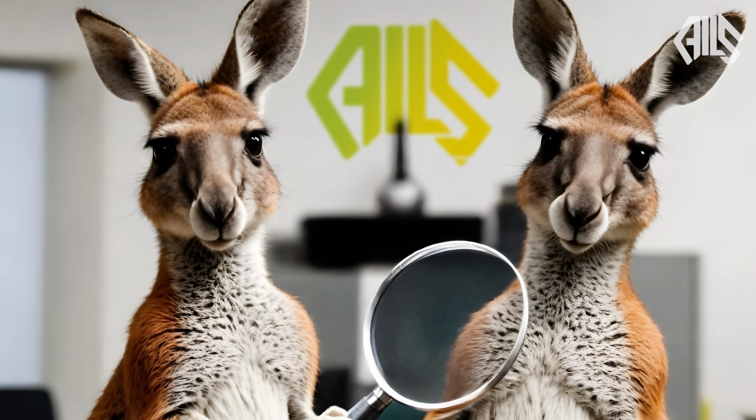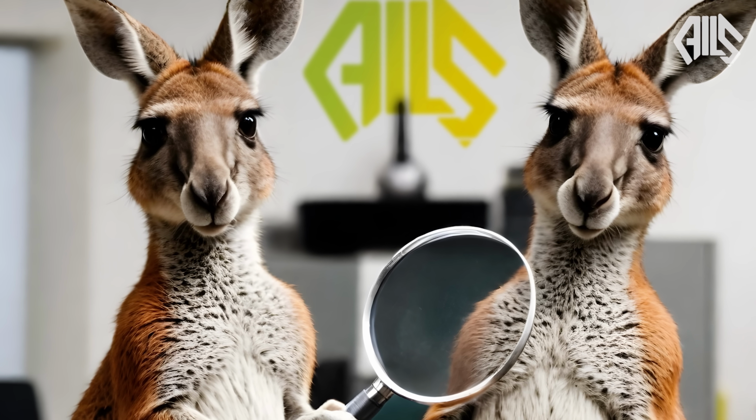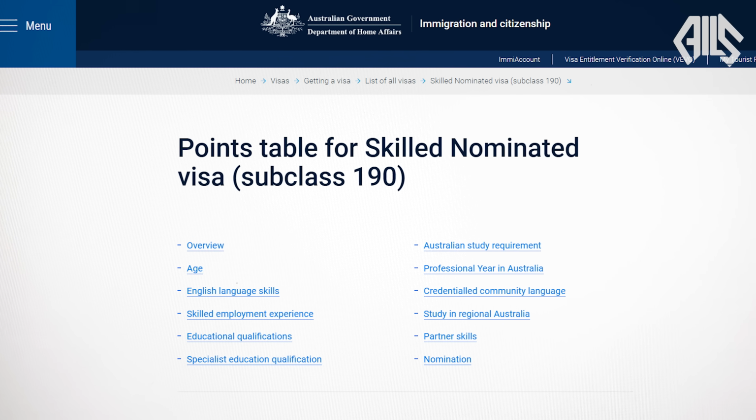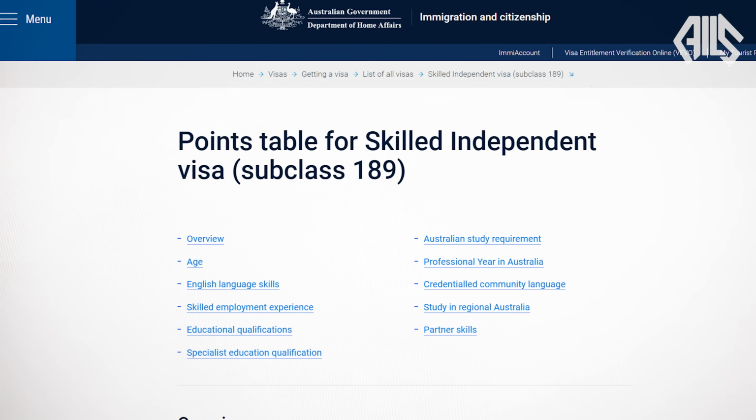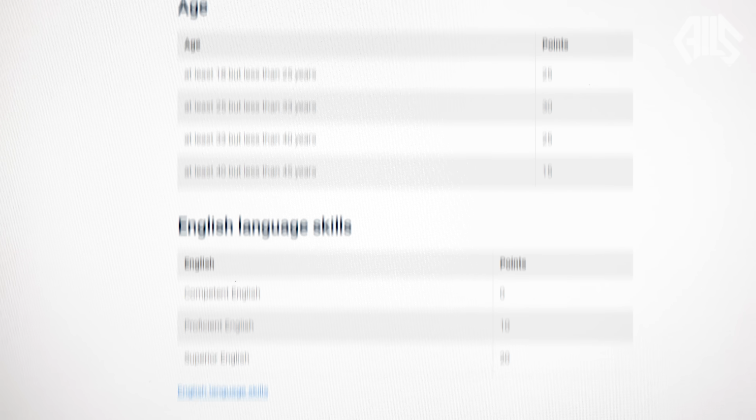Now, at the office here, we rarely look at the department's website, for we rely on the regulations instead. However, when I looked at this link, I was horrified. Then I checked these points tables for the 189 visa and the 491 visa as well, and they were all exactly the same. The very first statement made on these points tables on their website is completely incorrect.